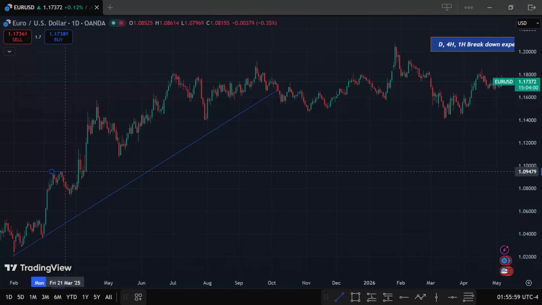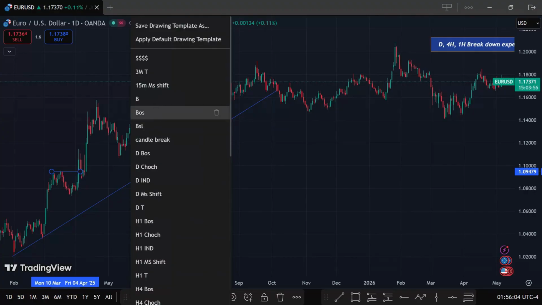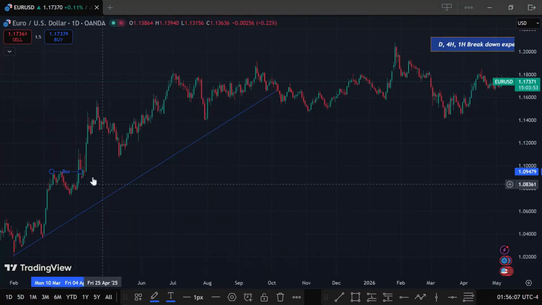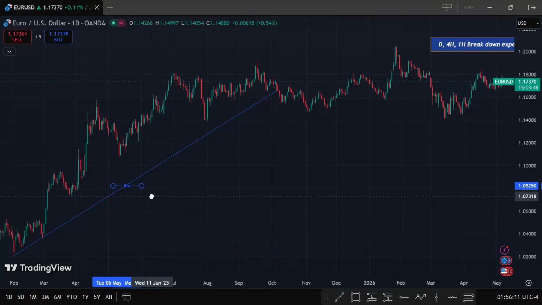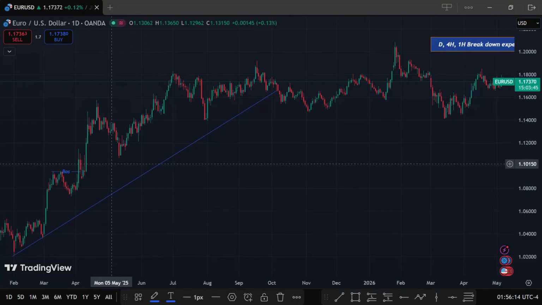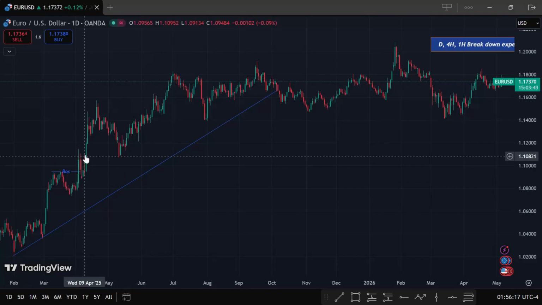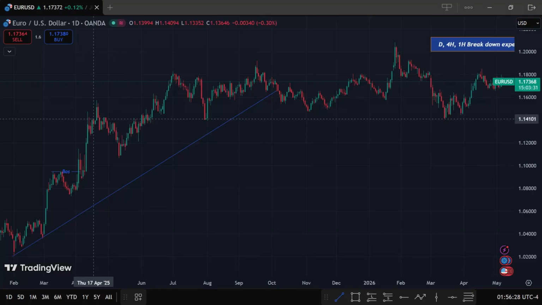Let's start from here. This is my BOS. This wasn't a BOS, because you see these candles are in one big candle, so these are internal candles, which means we won't call it a breakout structure. As we proceed, even this one, all these are called internal candles, and this won't be our breakout structure.